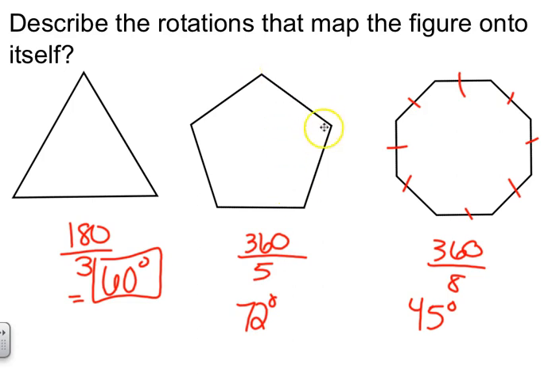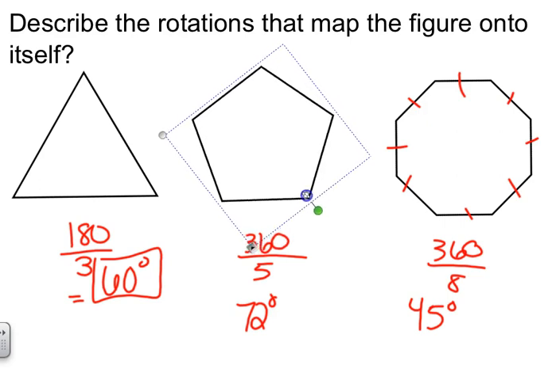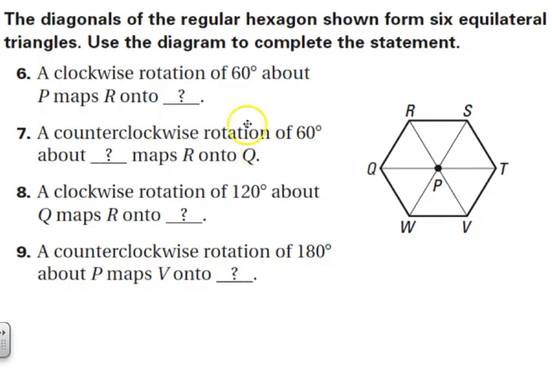If you are going 2 rotations, what you would have to do, for example, would be 72 plus 72 to get 144. So you can do multiple turns. You're just going to have to add them together. So let's look at some examples.